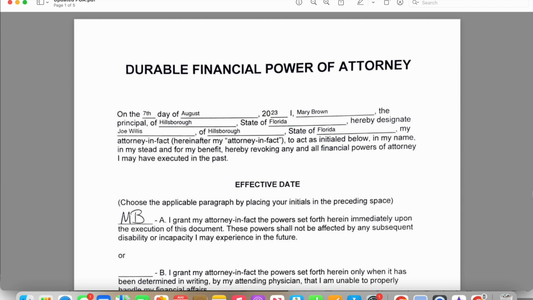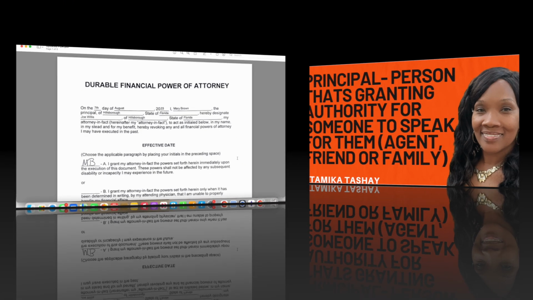Now, I'm going to give you a couple of definitions in the very beginning, just so you would know who is who on this document. Because ultimately, you need to know who the principal is. You need to know who the attorney in fact is. And you need to know about your witnessing, okay? So once you go through that, we'll get into it.